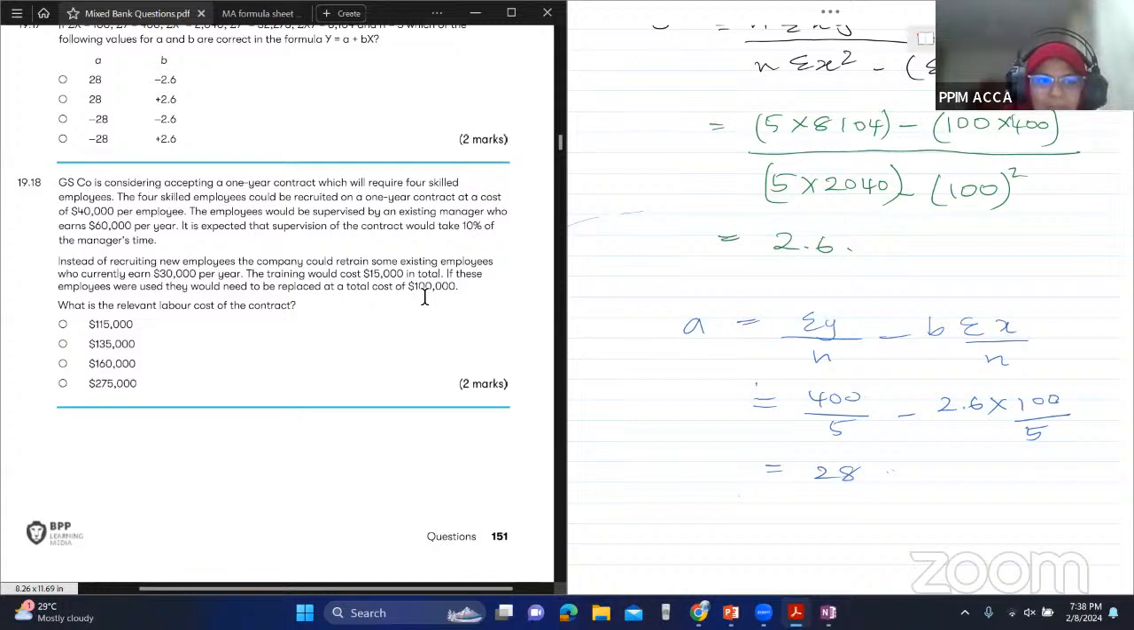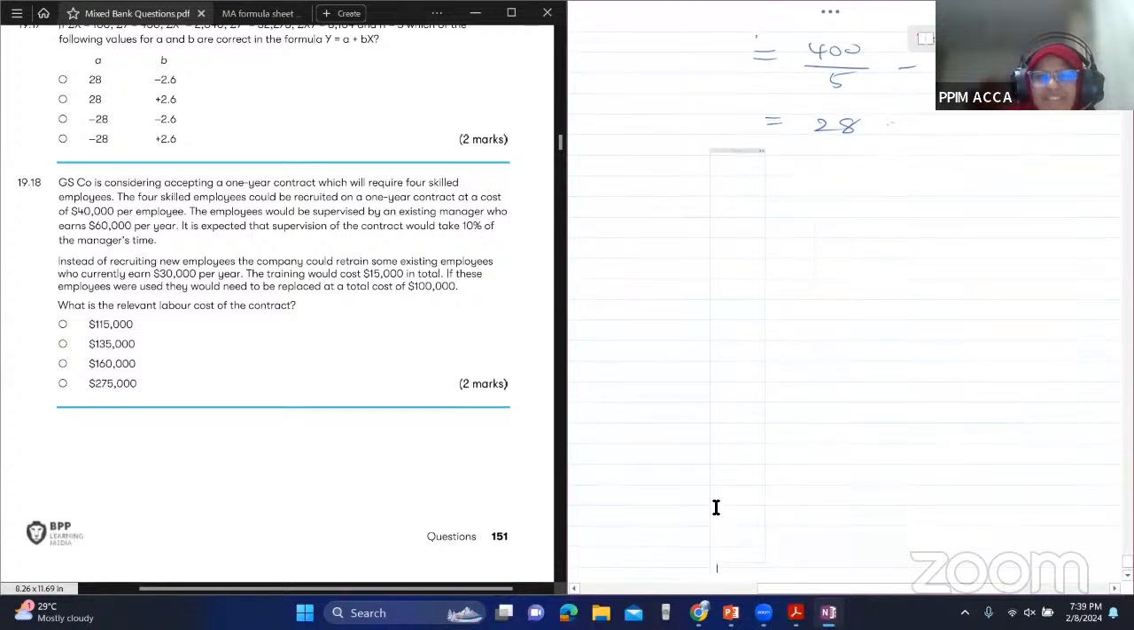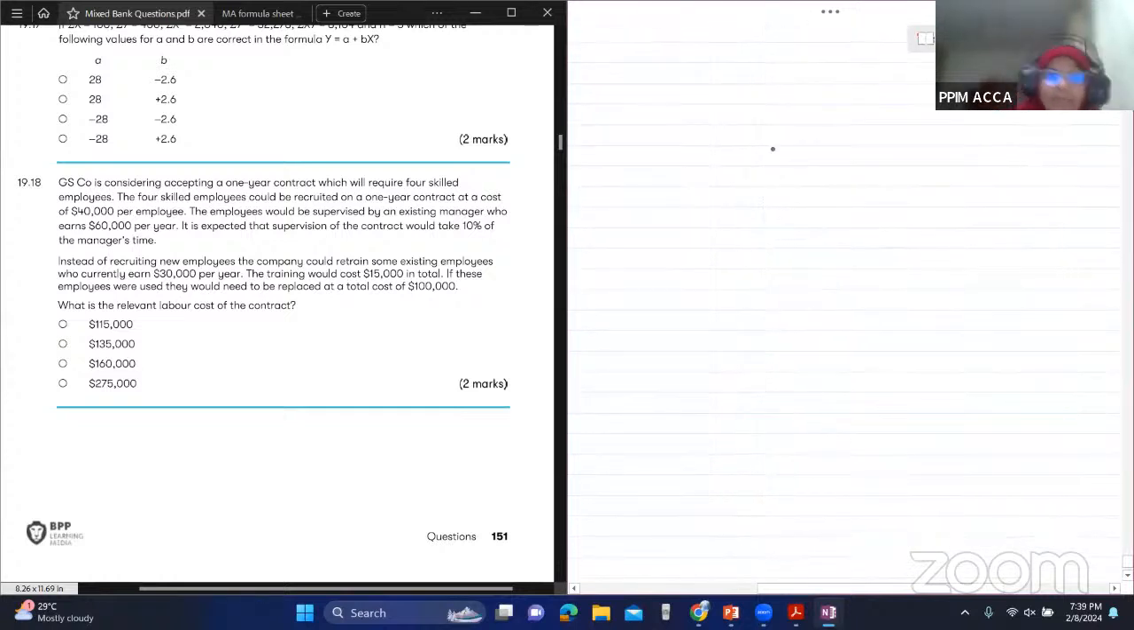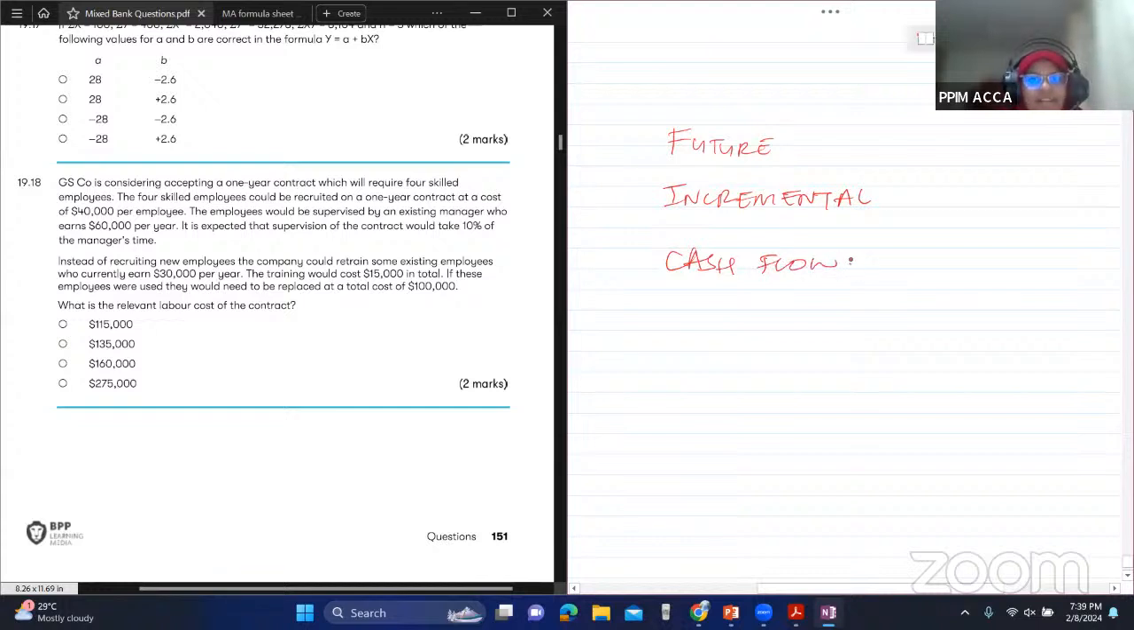So it's talking about something called relevant costs. So what is a relevant cost? It's very simple. 3 words you have to remember. If a cost has to be relevant to the decisions that we're taking, it has to be a future incremental cash flow. So if a cost has to be relevant, it has to be a cost that you're going to incur in the future. So it can't be something that you incurred in the past. So it can't be a sunk cost. Examples are research and development cost, something that happened in the past. You can't include that as a relevant cost.